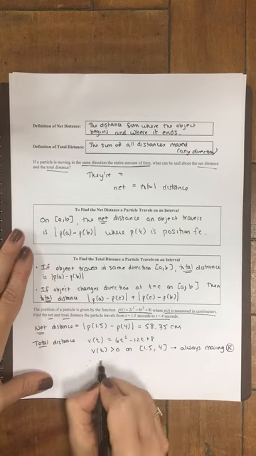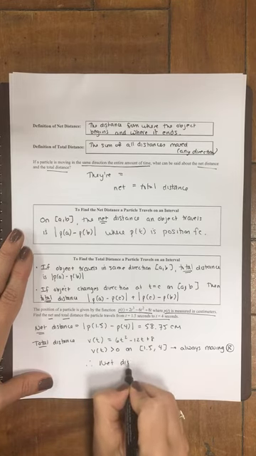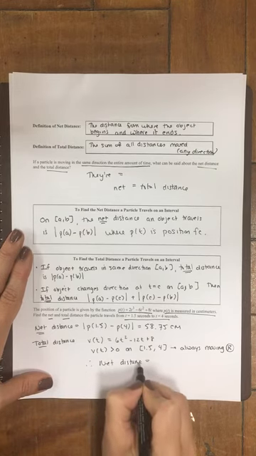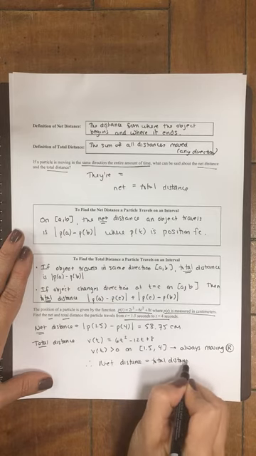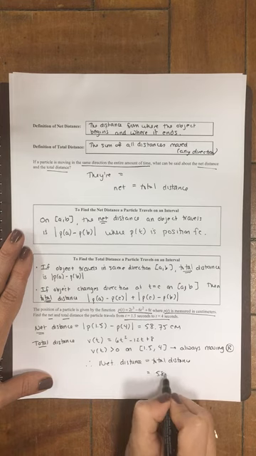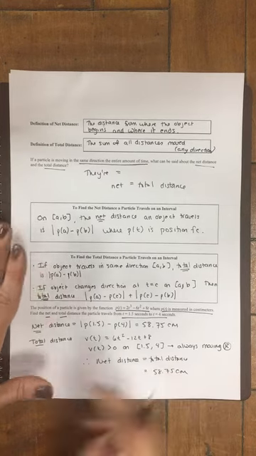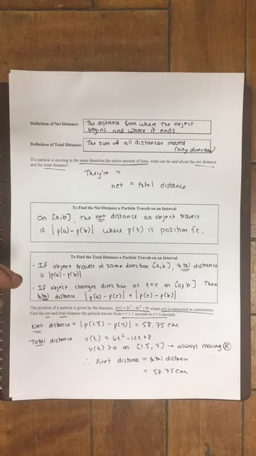So then we can say that the net distance is equal to the total distance, which in both cases is 58.75 centimeters.